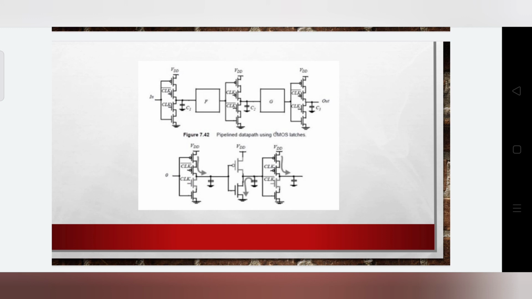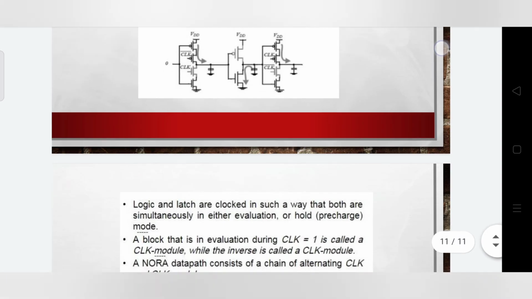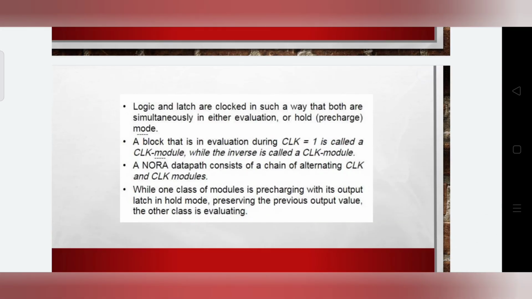Based on this concept, a logic circuit style called NORA CMOS was conceived. It combines C2MOS pipeline registers and NORA dynamic logic function blocks. Each module consists of a block of combinational logic that can be a mixture of static and dynamic logic, followed by a C2MOS latch. The NORA data path consists of a chain of alternating clock and clock bar modules. While one class of modules is precharging with its output latch in hold mode, preserving the previous output value, the other class is evaluating.